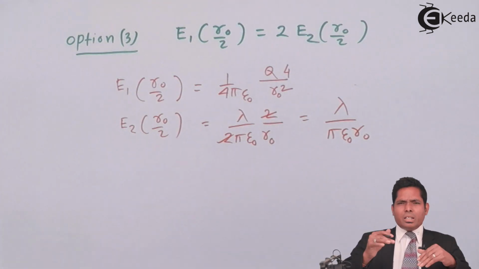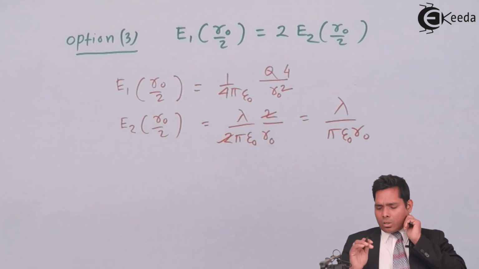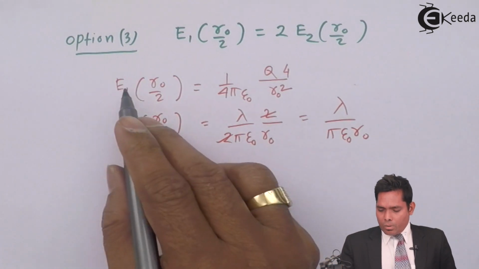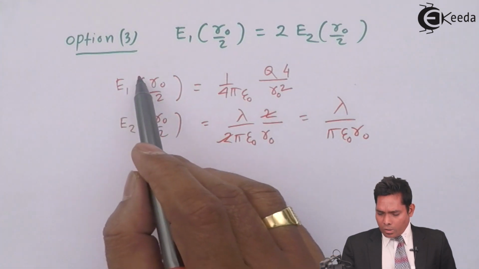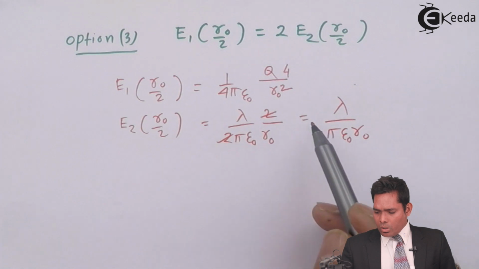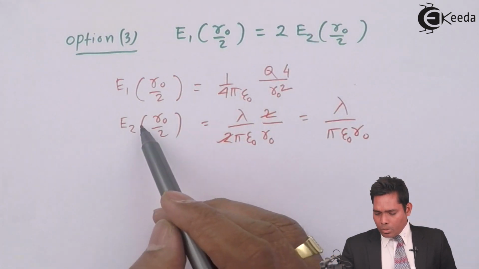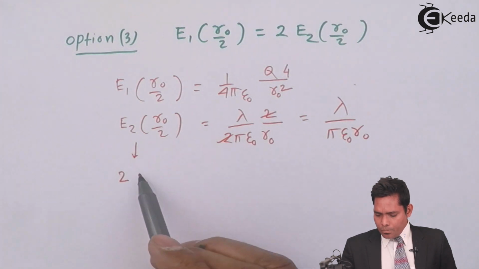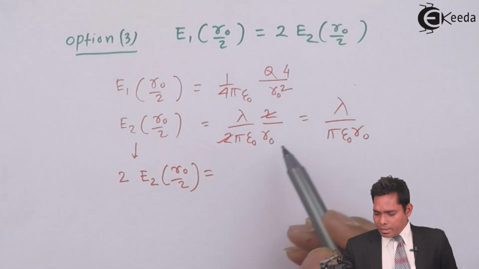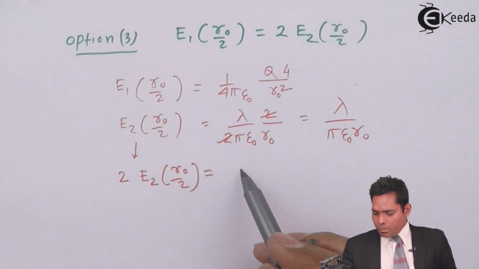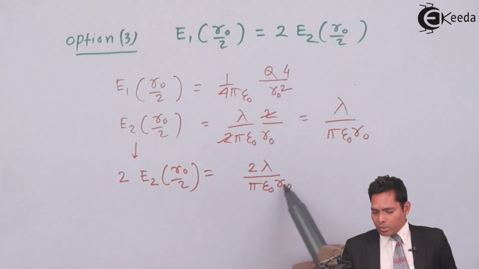In all this, you only have to relate the equations and match whether it is correct or not. So I'm just doing that. E1 is this, E2 is this. Now I got this value, and I got this value also. He says check whether this is equal to this. That means 2 times E2(R naught by 2), so I have to multiply by 2 here. That will be 2 lambda divided by pi epsilon naught R naught.